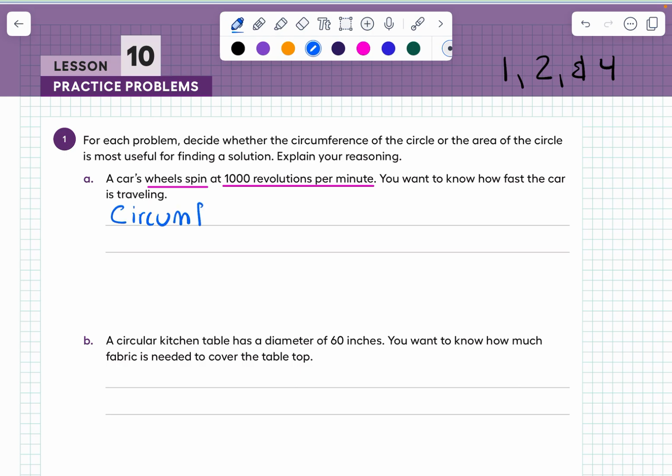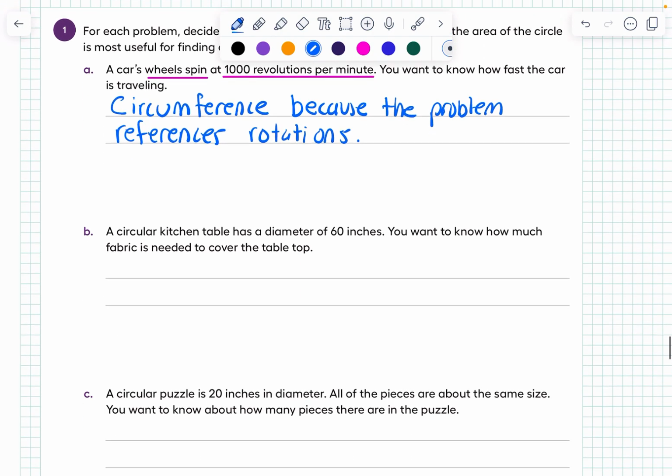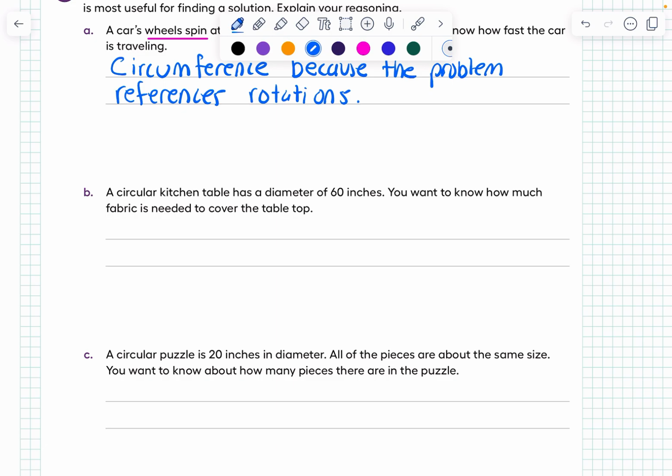Well, this would be circumference because it's talking about the wheels spinning and it's talking about rotations. And if we know how many rotations it's spinning at a certain time, then we're able to calculate how fast the car would be going. B, a circular kitchen table has a diameter of 60 inches. You want to know how much fabric is needed to cover the tabletop.